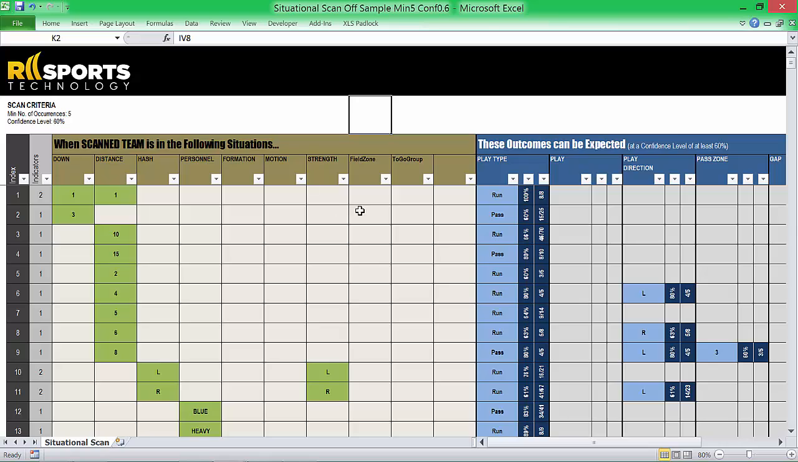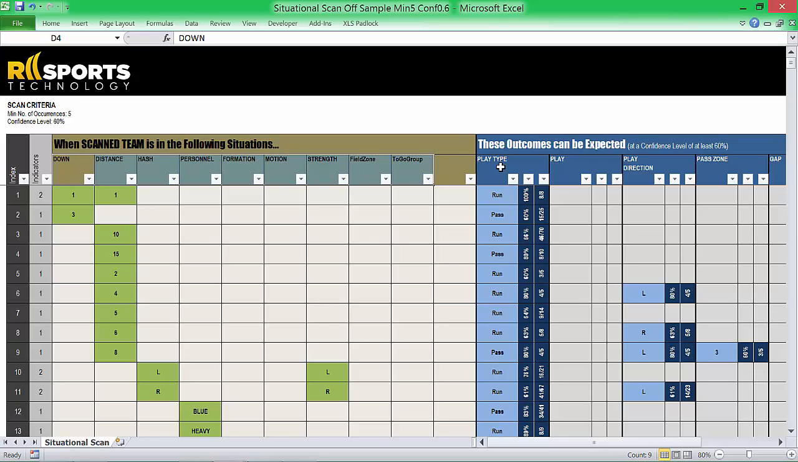Now, the way you interpret what you're seeing here in Excel, we've built this report with a prompt along the top. You see this reference right here. It says when the scan team is in the following situations, and then you'll see the scan parameters listed below here. These were the different situational fields that we were exploring in an effort to predict certain outcomes. In this case, we were scanning things like down, distance, hash, personnel group, formation, motion, strength, field zone, to-go groups. These were all the different things we were looking through, trying to predict a specific outcome.